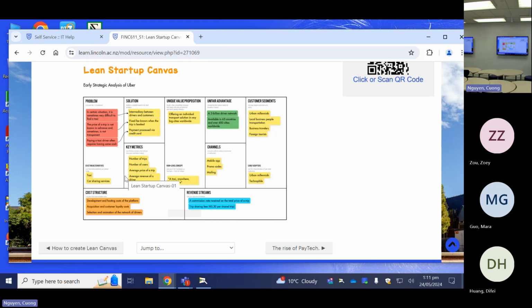First one, we have problem. So the problem is what kind of pain points we currently have. Normally you will list 1 to 3 pain points, 1 to 3 problems that can be solved using your product. That is the first part, problem.